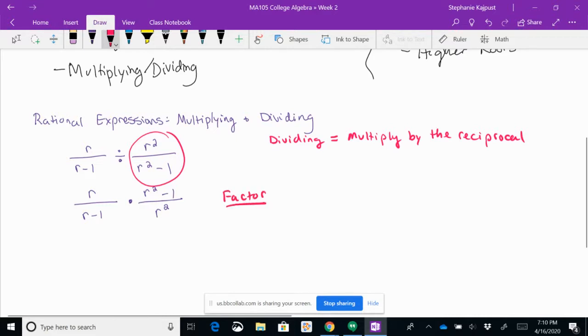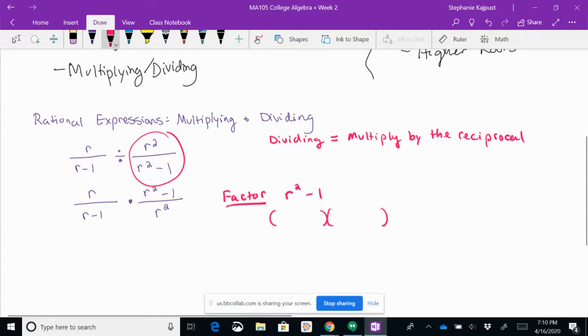So if we have anything that's a quadratic, or if we have something that we can take a greatest common factor out of, that's what you need to do. So our first fraction, the r and the r minus 1, there's nothing we can factor out of there. Second fraction, we have an r squared minus 1. That is a difference of 2 squares. That is something that we can factor. So we are going to be factoring the r squared minus 1.